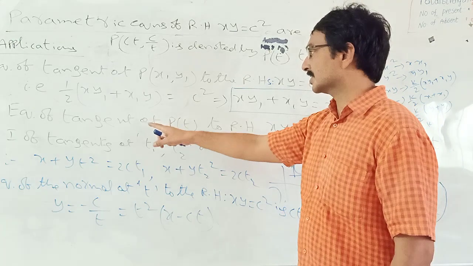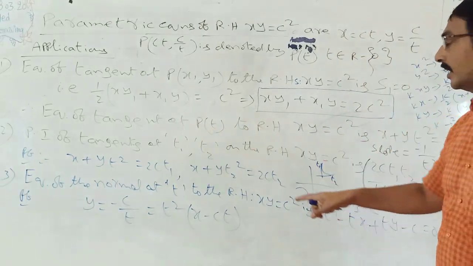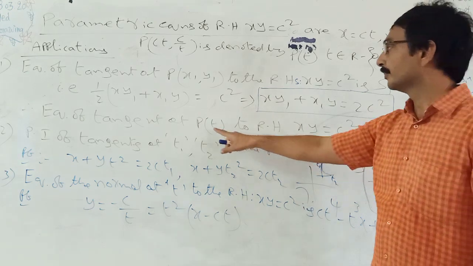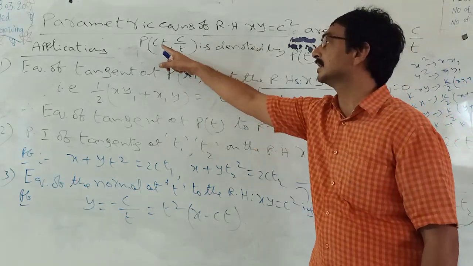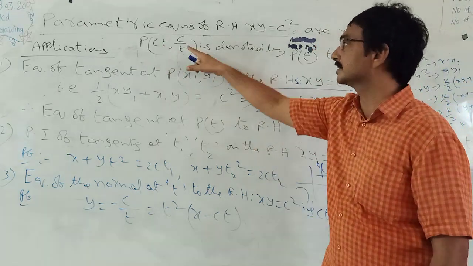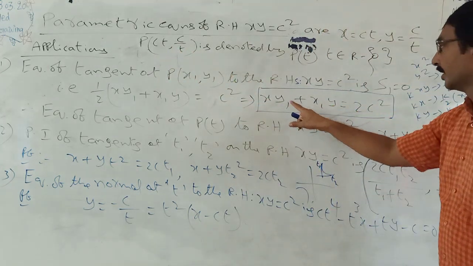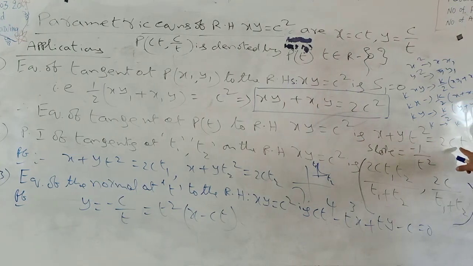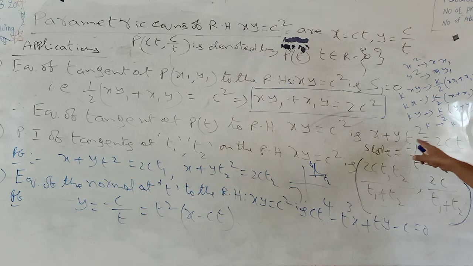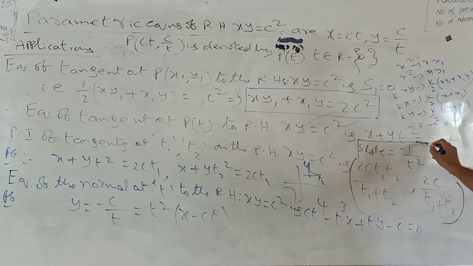Therefore, the equation of the tangent at P of t to the rectangular hyperbola xy equal to c square: P of t means ct comma c by t. In place of x1 there is ct, and in place of y1 there is c by t. Substituting these two values, this becomes x plus y t square equal to 2ct. The slope of this is minus 1 by t square. Learn only this by heart. Don't memorize this equation of the tangent.